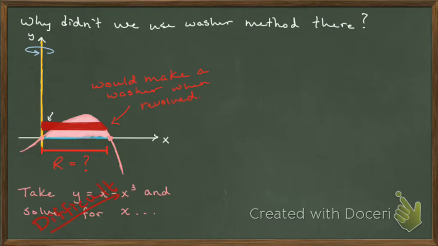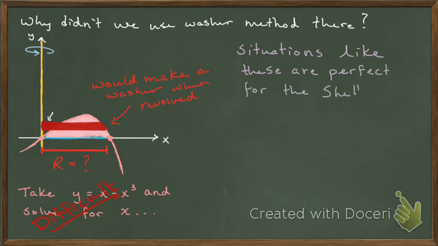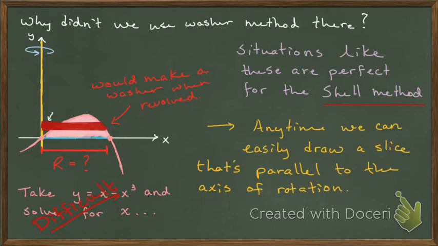So this is a really nice setup. This is a really good situation where I would want to use shell method, right? Because that axis is parallel. If I draw a vertical strip, my axis and that strip would be parallel to one another, right? Anytime we can easily draw a slice that's parallel to the axis of rotation is when we would want a shell method, okay?